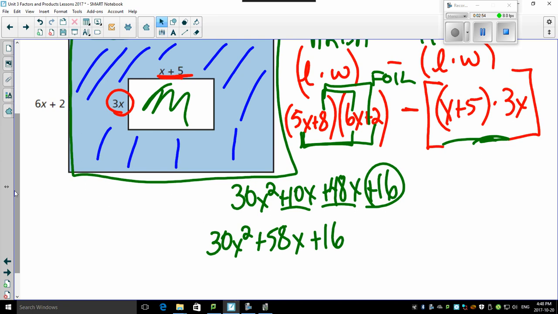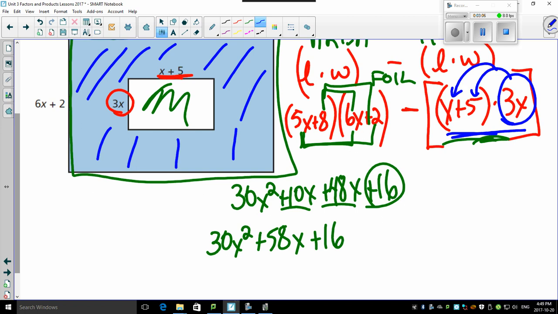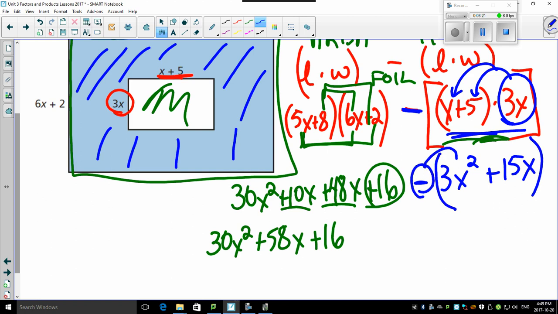Now, let's go over to the hole, which is this. Here's the distributive property. Granted that this is on the back of the binomial, so what? Distribute going this way. This gives you 3x squared plus 15x. But don't forget, it's subtraction of not just the first term, but all the terms. So you can distribute the negative, giving you minus 3x squared minus 15x.